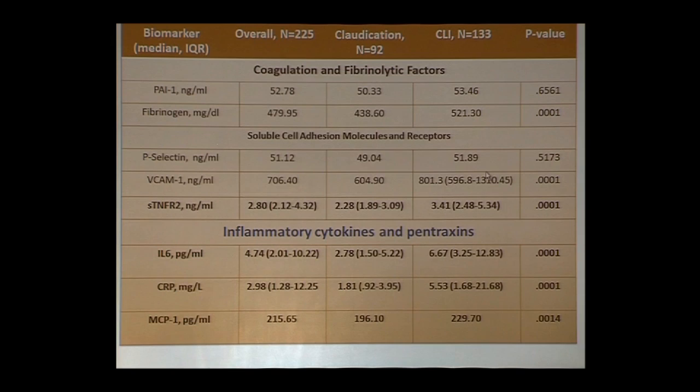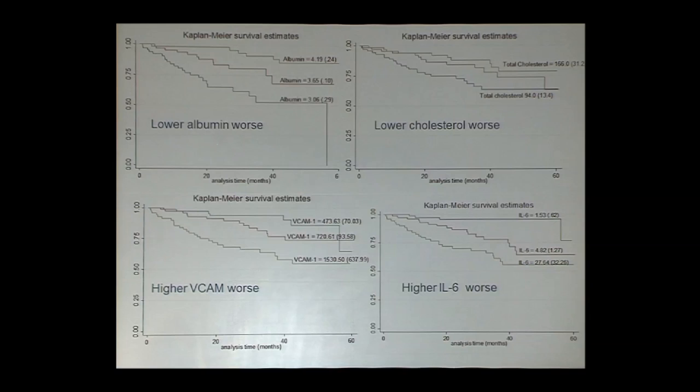And if you look at them in terms of survival, these are all univariate analyses. Patients with lower cholesterol do worse in CLI. Patients with lower albumin do worse in CLI. Higher inflammation, they do worse. It's paradoxical in a way. Cholesterol has a J-shaped mortality curve.